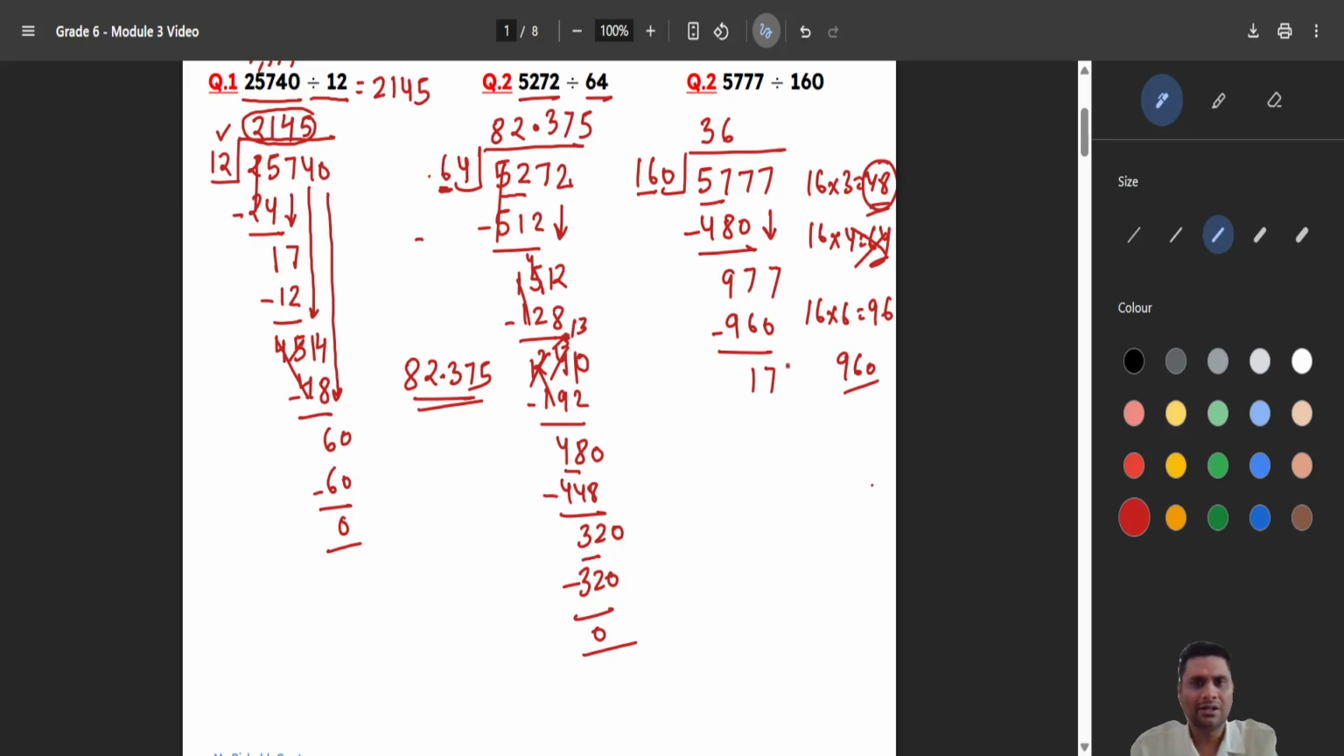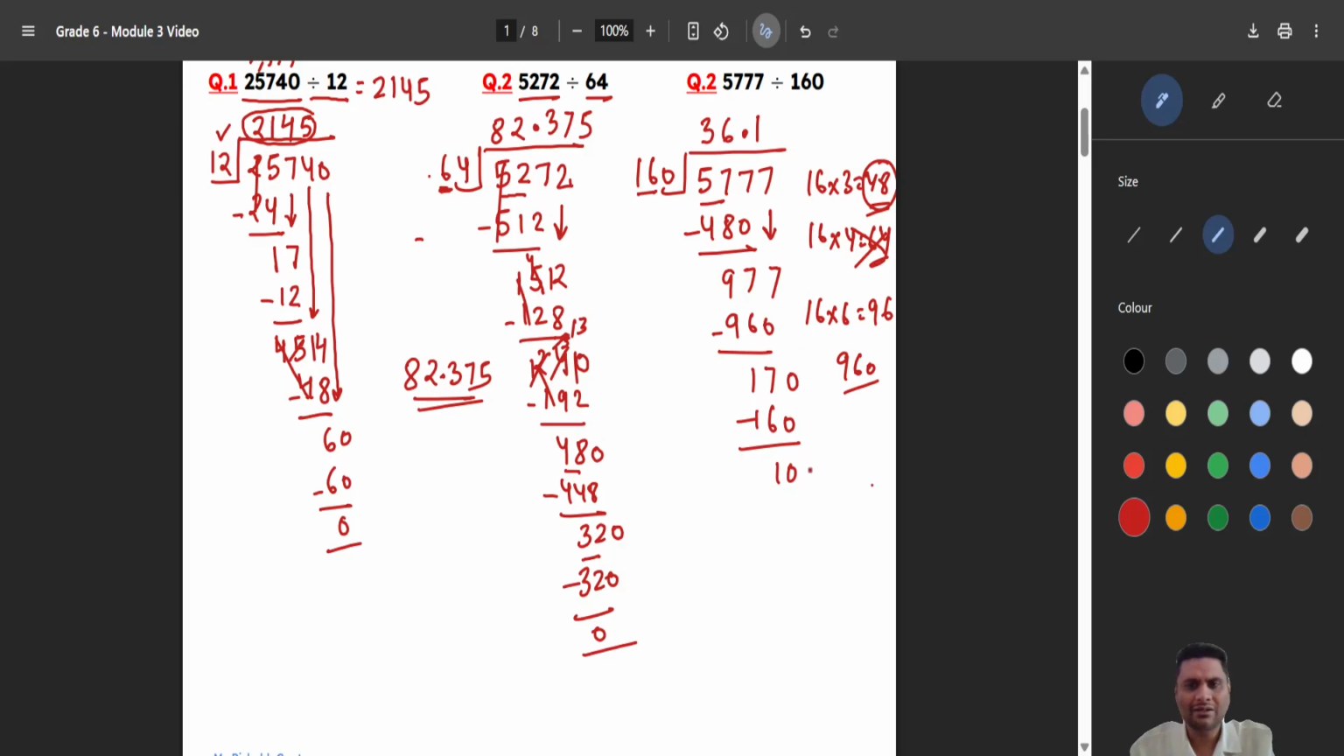Here 1. Now again, there is no number to bring down. What will I do? I will put a decimal. Decimal gives me the power to write 0. Why did I put a 0 here? Because 17 was smaller than 160, so I needed a 0. Now 170 is bigger than 160, right? So I will take 160 times 1. 160, you are correct. Do minus, it will give you 10.